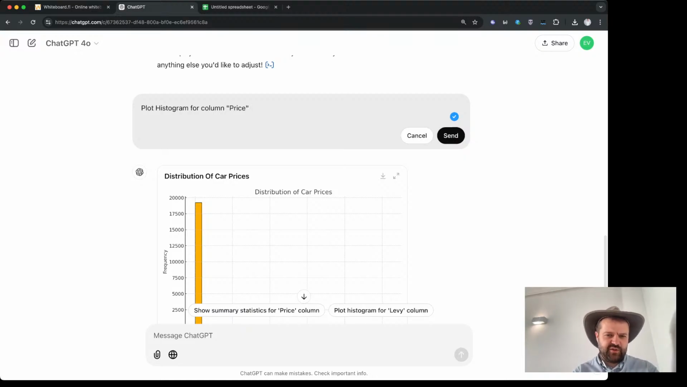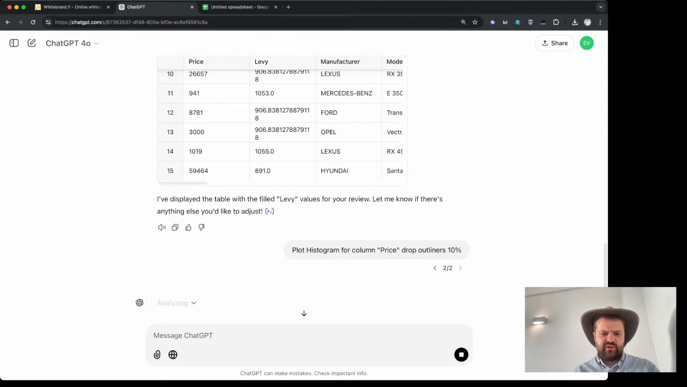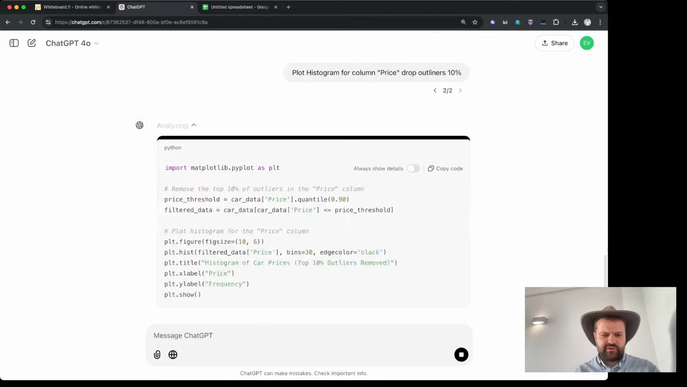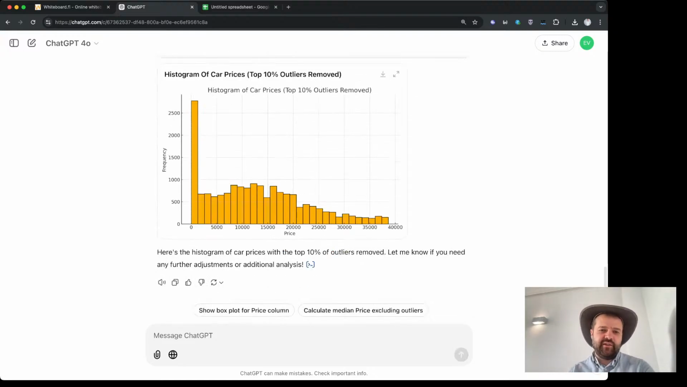So plot histogram for price, drop 10% of the outliers. Outliers, you will see maybe a little bit later, mean some data points which are outside of normal distribution. So we'll see if this helps. Let's see what it generates. Okay, now it looks better. So see in the top part.